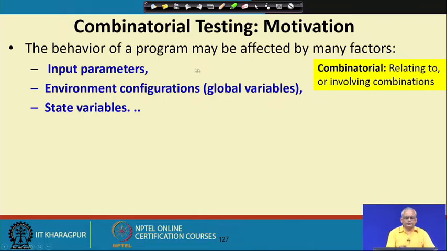The behavior of a program is affected by many factors. For example, the specific parameters we give as input, and there can be data stored as global variables. For example, arrays in a library example may be books, members. These are large arrays, and their state changes depending on whether a book is issued, returned and so on. And there can be state variables which define the state of the software.